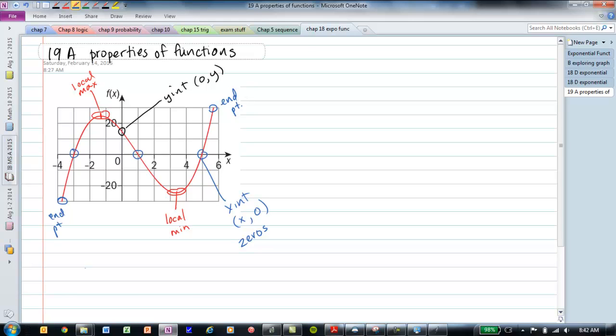Other things that you need to find are the domain and range, and values where the graph doesn't exist, so if there are any holes, and then also asymptotes. And we've talked about asymptotes a little bit already. Okay, so let's do an example, and we'll bring up the calculator and work through it.